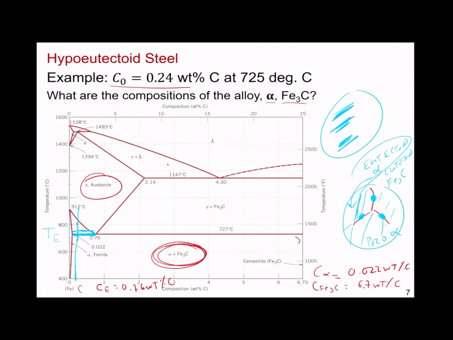Yes? So where does perlite exist on this diagram? Perlite exists as a microstructure in the hypoeutectoid region and hypereutectoid region.